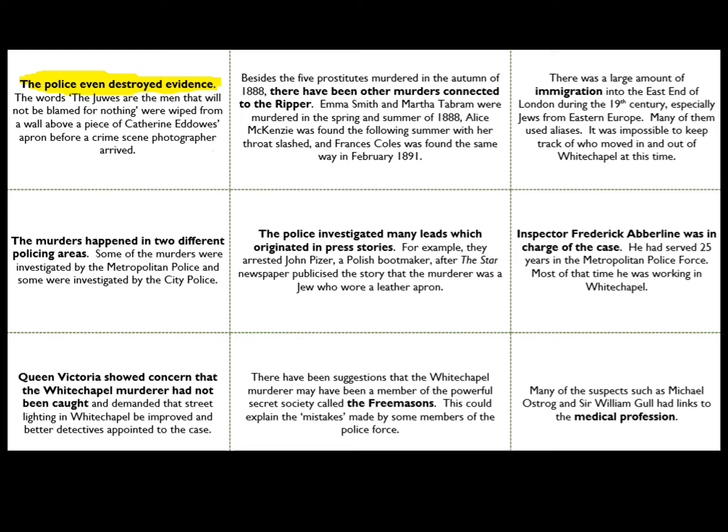Card number 2, just in the middle here, it says, beside the 5 prostitutes that were murdered in the autumn of 1888, there have been other murders connected to the Ripper. So that would be a key point that I was going to just highlight here. And the names of the women. So Emma Smith and Martha Tabram were murdered in the spring and summer of 1888. Alice Mackenzie and Frances Coles. So this is a police mistake because they didn't actually count these particular women as part of this.